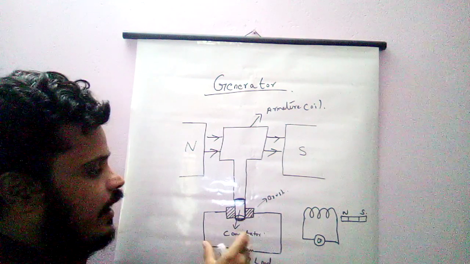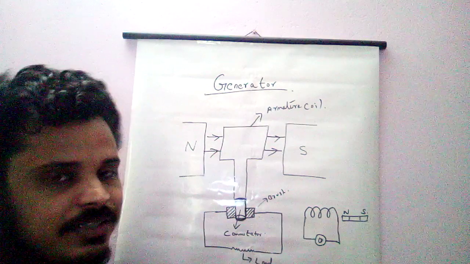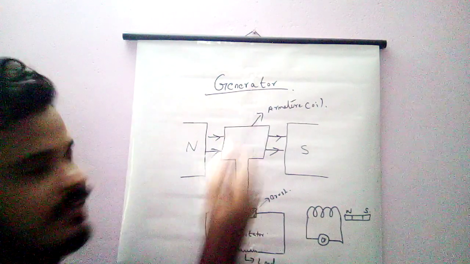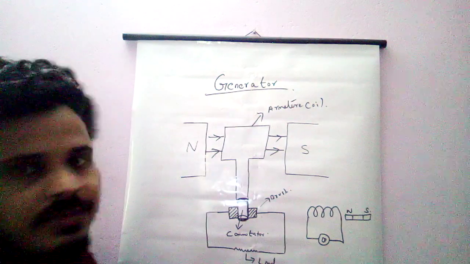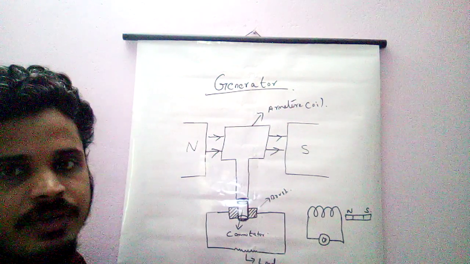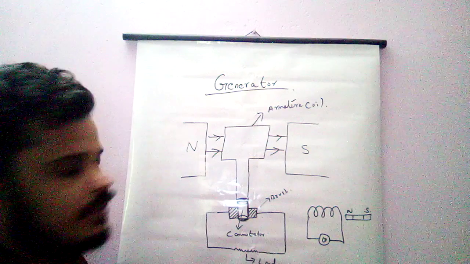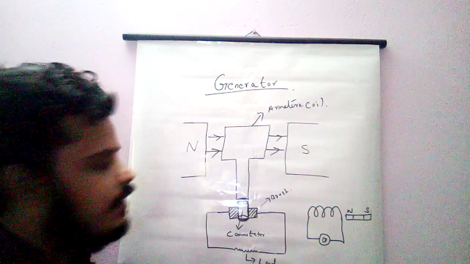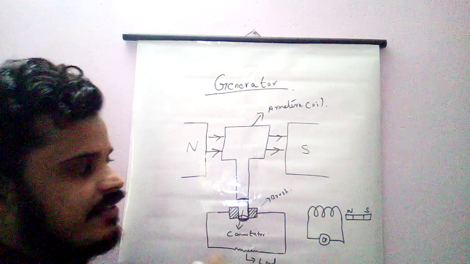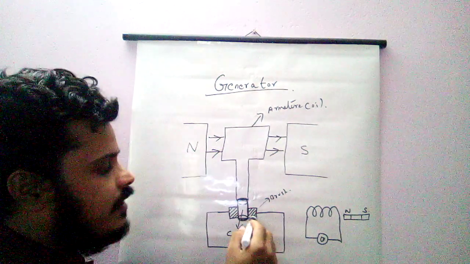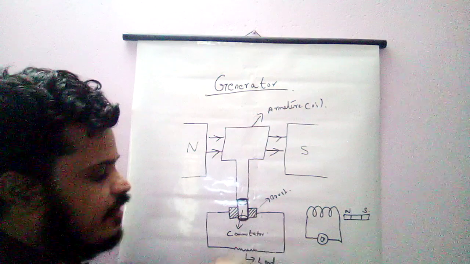The purpose of the commutator is to convert AC to DC current, because here we are studying the DC generator. In a DC generator, we get an output in terms of AC, so in order to convert that AC into DC, we provide a commutator. The brushes are basically used to conduct the current, so that this current will be sent to the load.